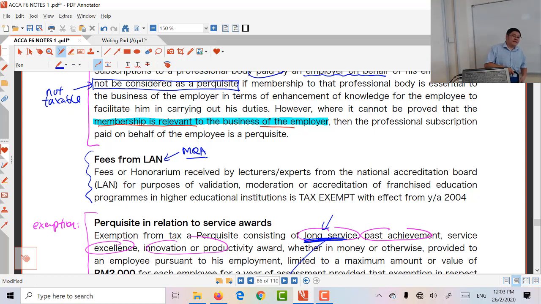Basically, as colleges, before they can run or offer any courses, they must get the course approved by MQA. That's our duty. If you run courses without MQA, it's actually illegal. That's why we must run MQA.